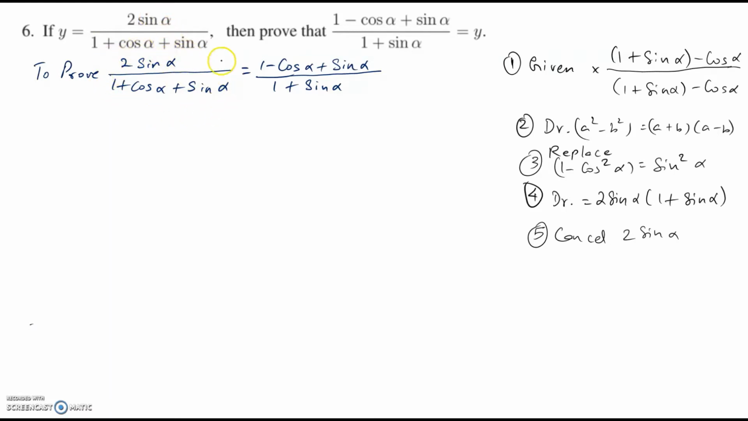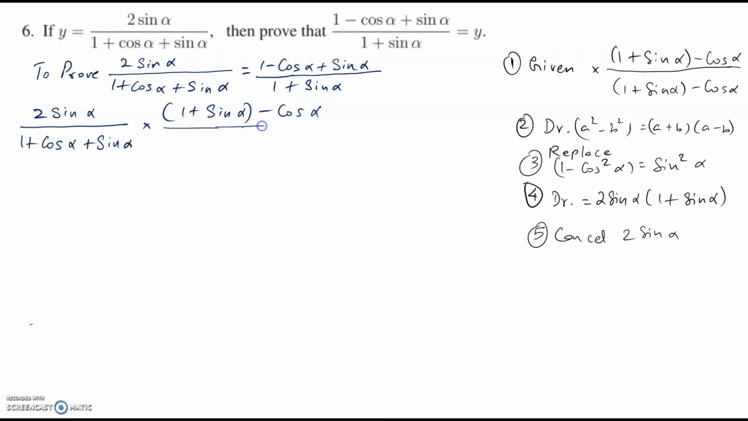So let's take this given equation and let's multiply it with 1 plus sine alpha minus cos alpha divided by 1 plus sine alpha minus cos alpha. So let's take our 2 sine alpha divided by 1 plus cos alpha plus sine alpha multiplied with 1 plus sine alpha minus cos alpha divided by 1 plus sine alpha minus cos alpha.